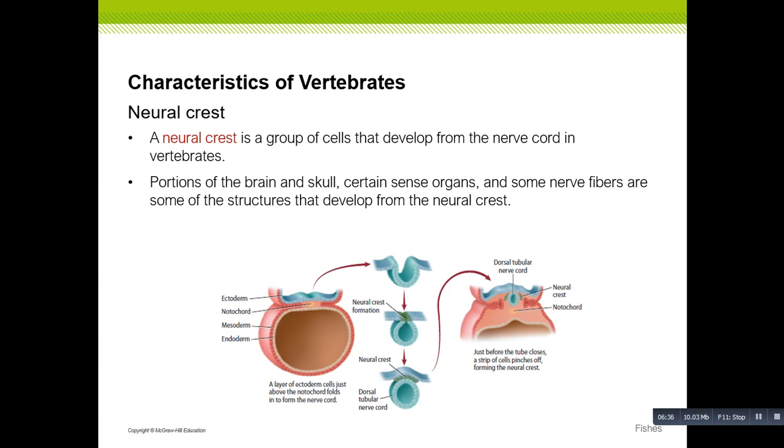Now this is really important. The nerve cord and the neural crest are going to develop into some very important neurological structures. We're going to have portions of the brain and skull come from the neural crest and the nerve cord. We're going to have certain sense organs along with nerve fibers that come from these structures as well. All of these develop from the neural crest.